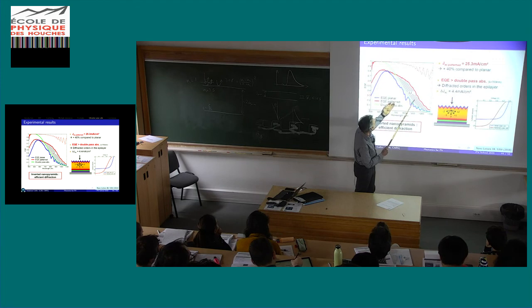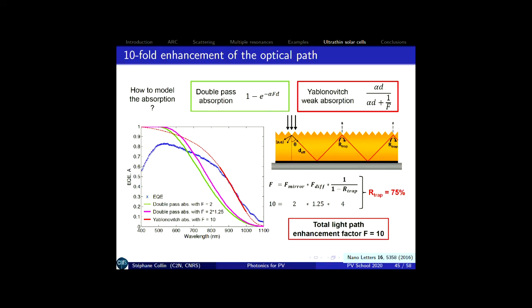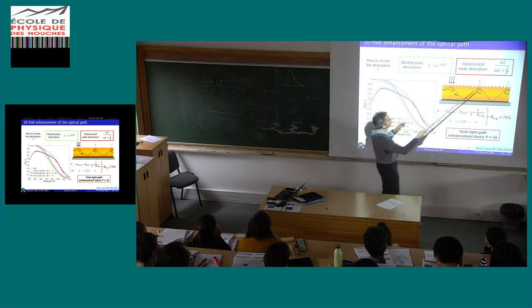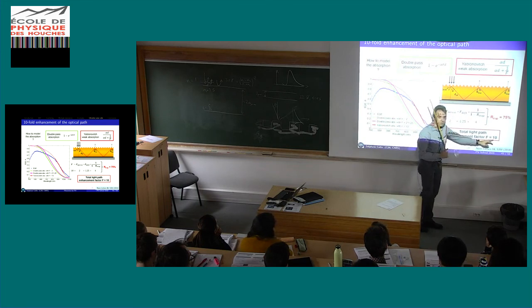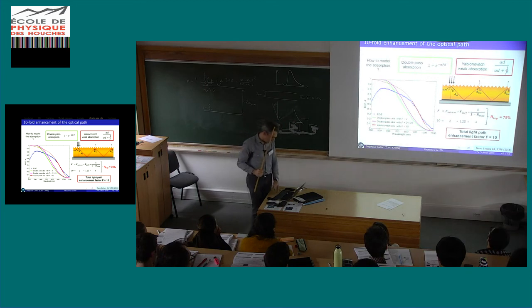Double pass absorption in green is what you expect, so you are close to this. And if you add these inverted pyramids, you have this external quantum efficiency and a nice improvement of the short circuit current thanks to these diffraction events. And we have shown that you can fit this part of the external quantum efficiency with this model that you have seen and find that we have a field enhancement factor of 10. So it's feasible to have light trapping effects and to have an enhancement factor of 10.